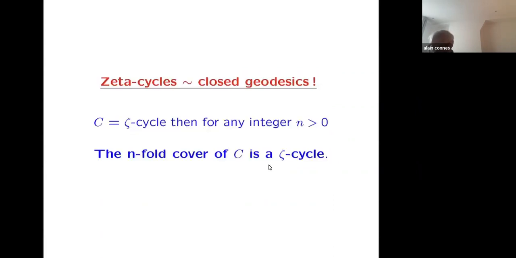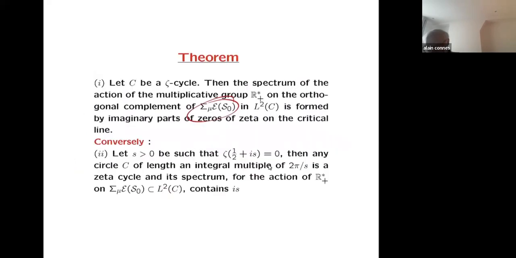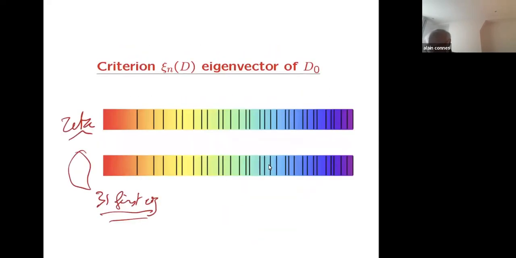But it is also very tantalizing because of the following fact: if you take a zeta cycle and take an n-fold cover of it, it's also a zeta cycle. So it suggests something which is still totally mysterious, which is that zeta cycles should be related to closed geodesics. Because of course, if you have a closed geodesic, you have this n-fold cover, which is also a zeta cycle.